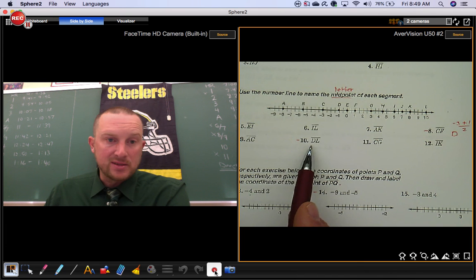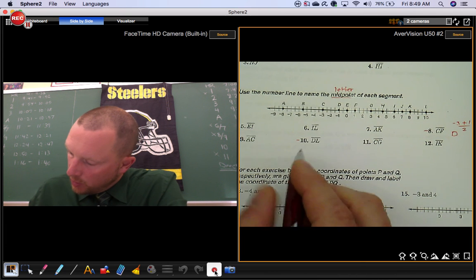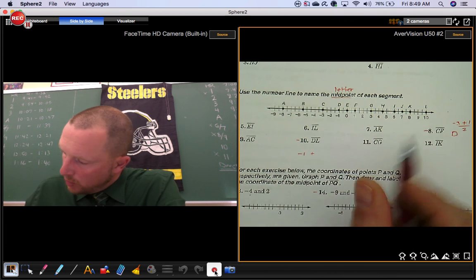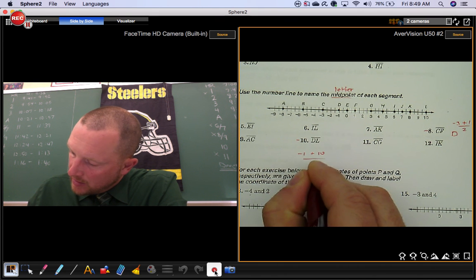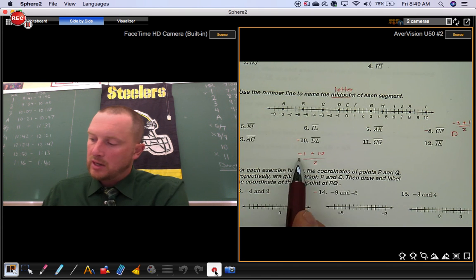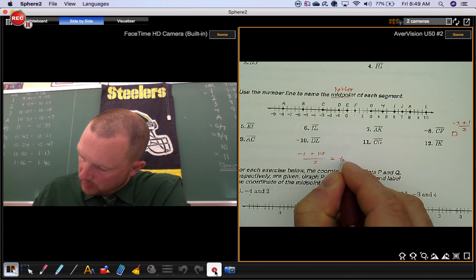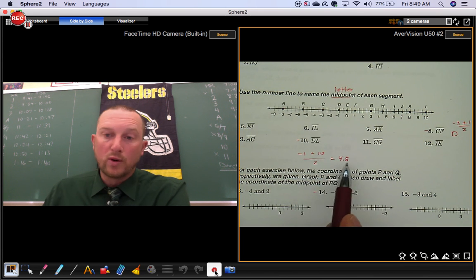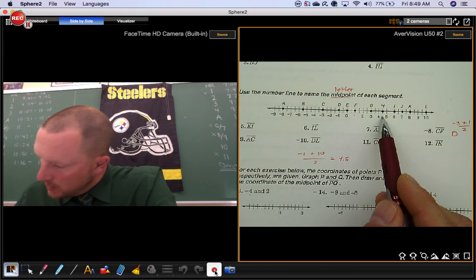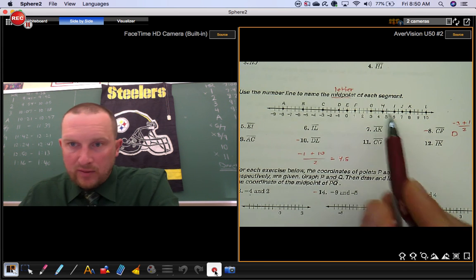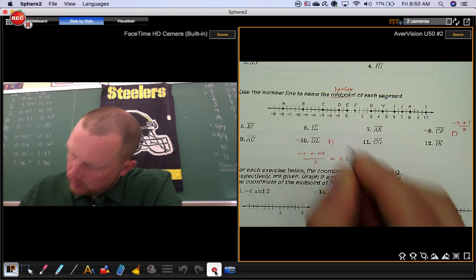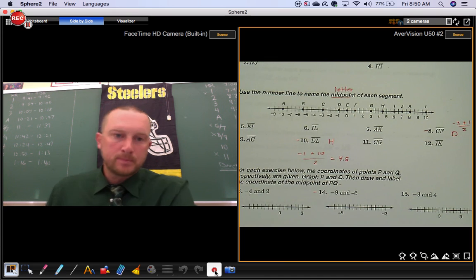Do number 10 the same exact way. Point D lives at -1, point L lives at 10. Let's average them. -1 plus 10, that's 9, and 9 divided by 2 is 4.5. That's the coordinate for your midpoint. What lives at 4.5? Point H does.